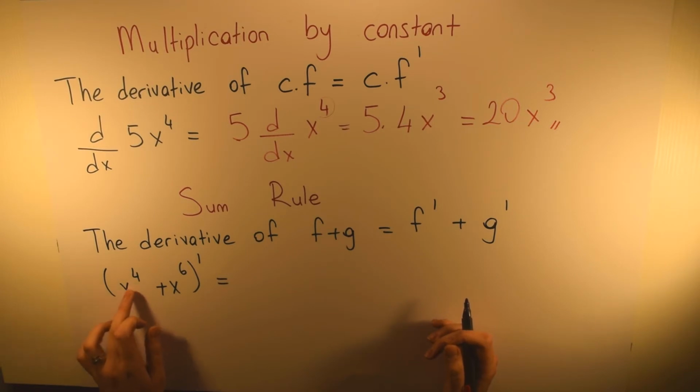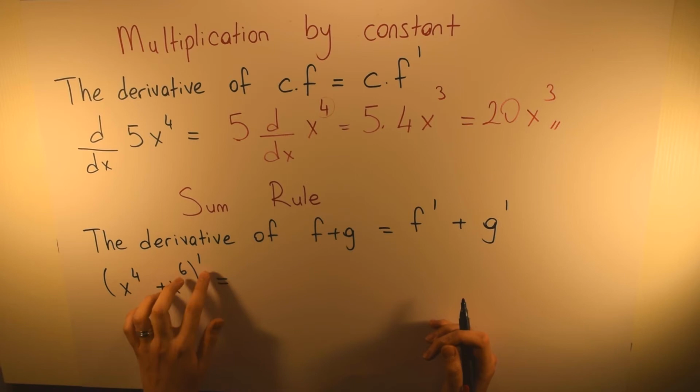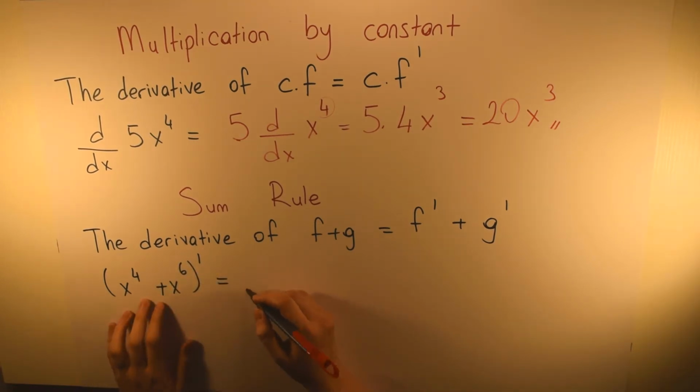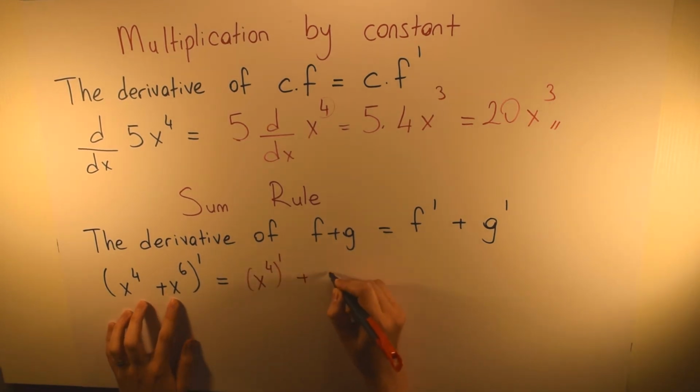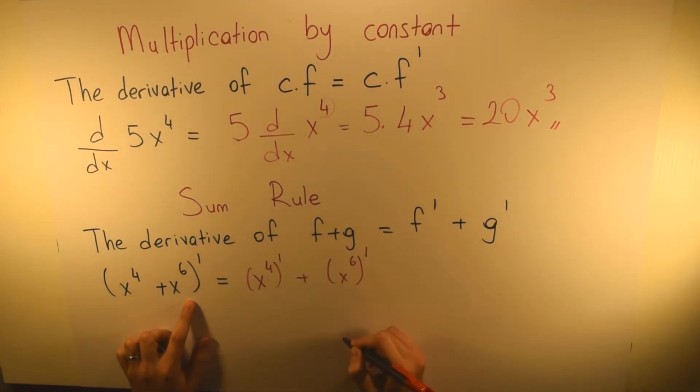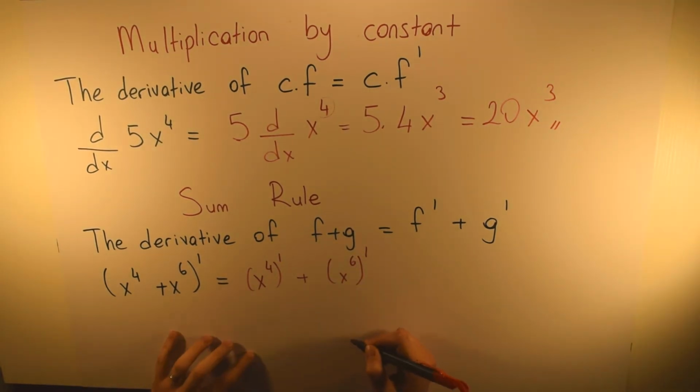Here we have x to the power of 4 plus x to the power of 6 and all of its derivative. So I can take their derivatives separately. Okay, so x to the power of 4 prime plus x to the power of 6 prime. Okay, I can write this like this.